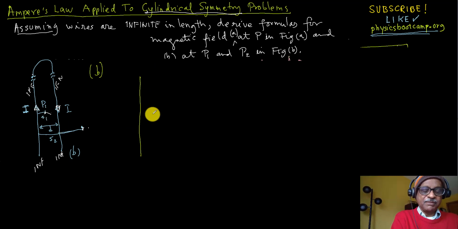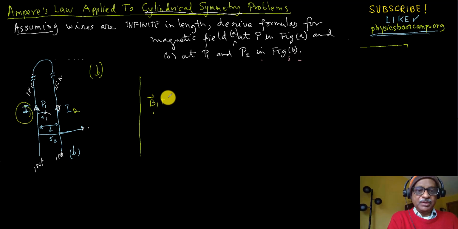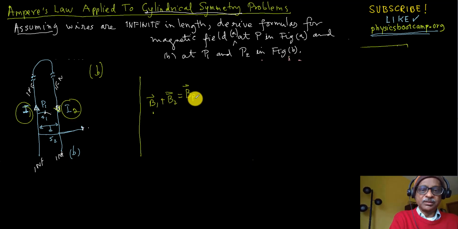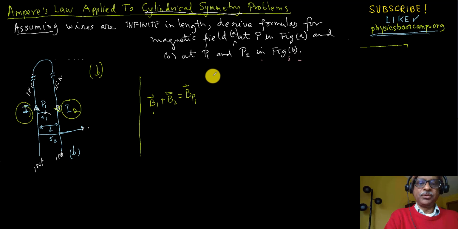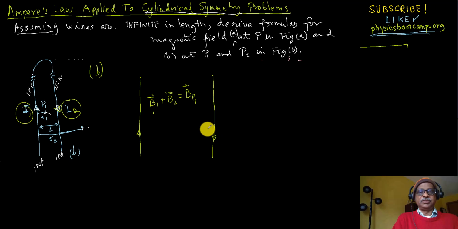So this is going to be at P1. Let's call this I1, and this I2. So there will be a B1 vector from this current, and then there will be a B2 vector from this current, and so this will be B at P1. And let's draw: this is the current going up, and this is the current going down. Let's see what the B1 is in terms of direction.